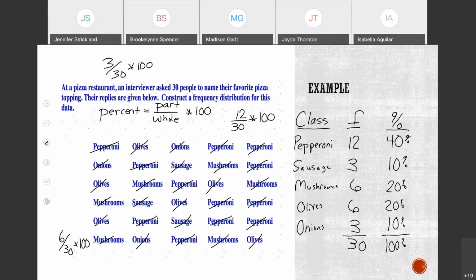All right, so now this is our frequency distribution, what we've got right here with the chart. If I were to ask you a question like, what's the most popular pizza topping, you can very quickly tell me what? Pepperoni, because it has the highest frequency or the biggest percent. So we can answer questions like that from the chart a lot faster than we can from looking at a data set.